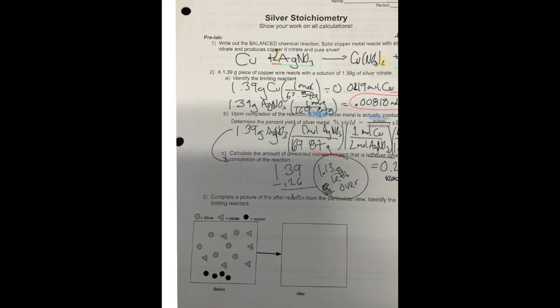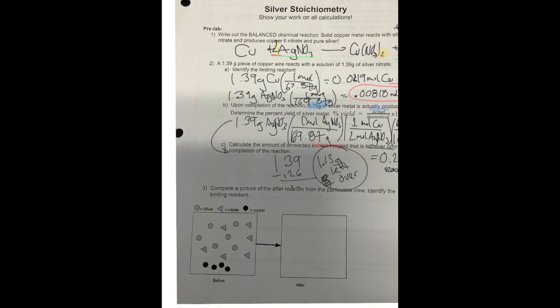Okay, final problem is a particulate picture. It says complete a picture of the following reaction from the particulate view and identify the limiting reactant. So we just need to match up according to our balanced reaction. That 1 copper needs to react with 2 silver nitrates in order to make the product appropriately, because copper is going to pair up with nitrate, and then the silver comes out.